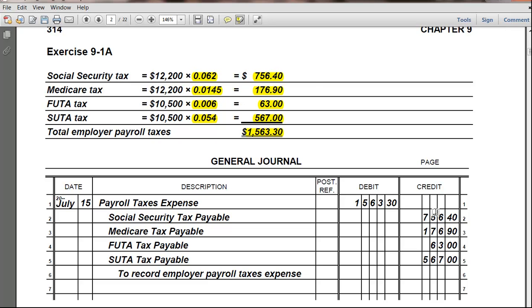And then our Social Security tax payable matches this amount, Medicare tax payable, FUTA tax payable, and SUTA tax payable. And it is important that you put the word payable at the end of this to denote that we understand these are liability accounts and will be paid to the appropriate federal agency at the end of every quarter.